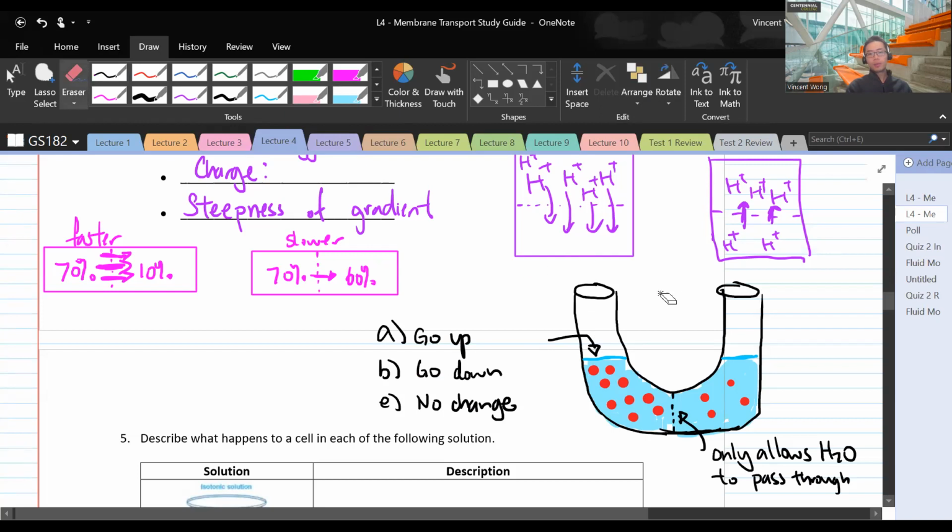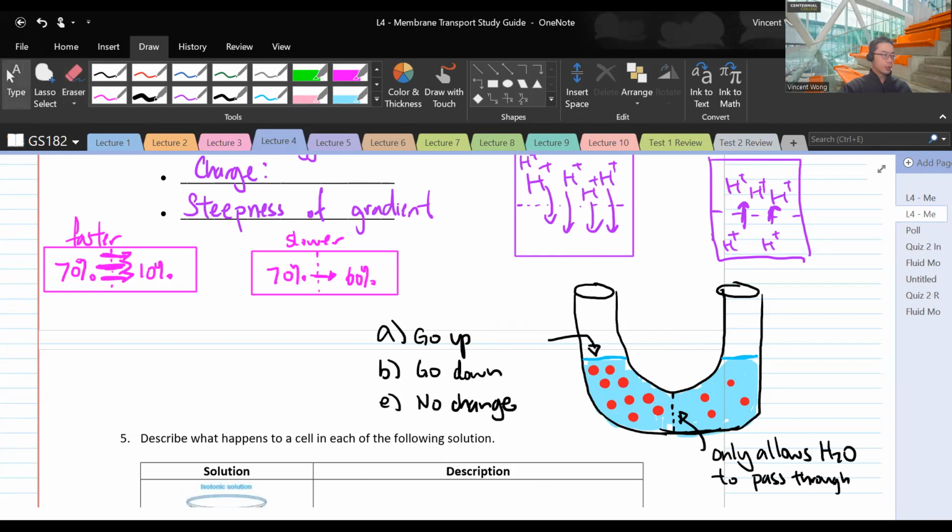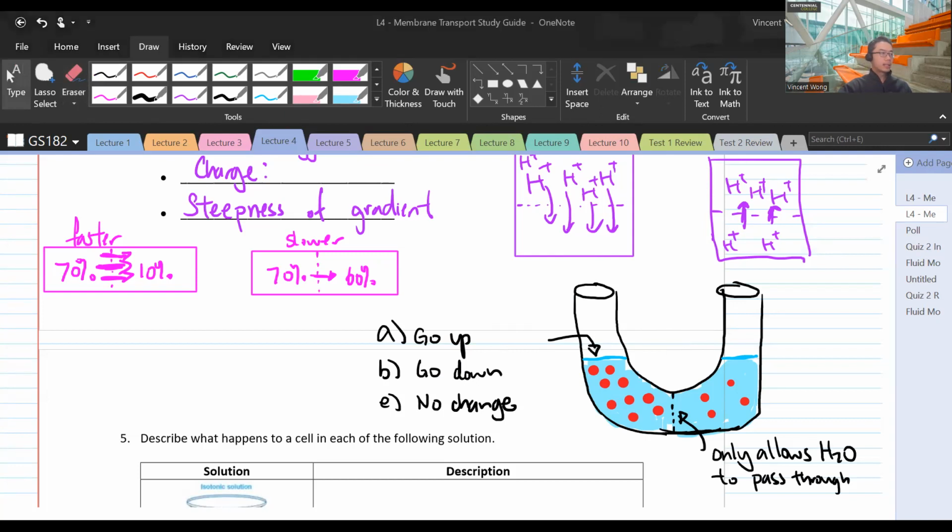In other words, which way will the water move? Will the water move this way? Will the water move this to the right? If the water moves to the left, it will cause the water level to go up here, right? If it goes to the right, it will cause the water level to go down, right? So that's my question for you. And please choose something from the poll, or type something in the chat.